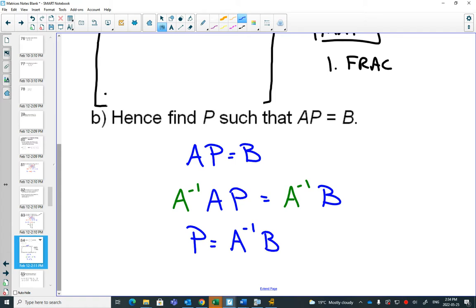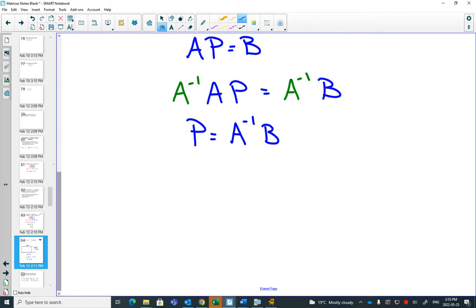So since we already have A in our calculator, you can write A inverse. And since you already have B in your calculator, you can write B. You can push enter. And once somebody has done that, let me see your calculator and I'll write the answers in.